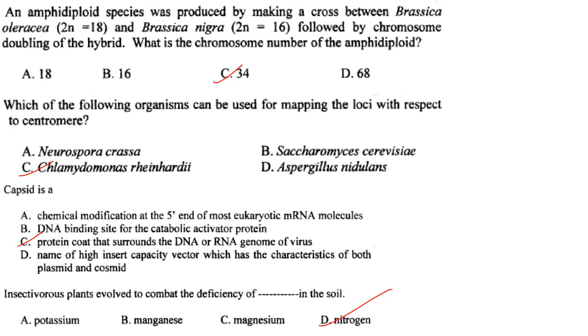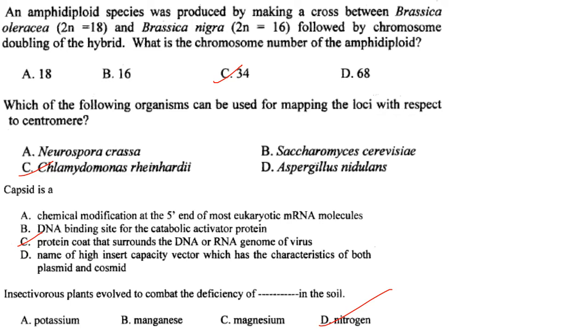Then an amphidiploid species was produced by making a cross between Brassica oleracea and Brassica nigra, followed by chromosome doubling of the hybrid. What is the chromosome number of the amphidiploid? So they have given 2n is equal to 18 plus 16. You will get 34. So that is the chromosome number of the amphidiploid. So the answer is option C, that is 34.